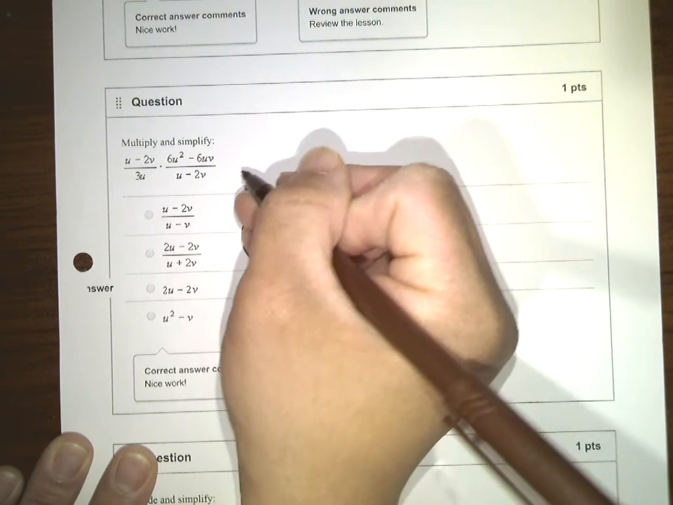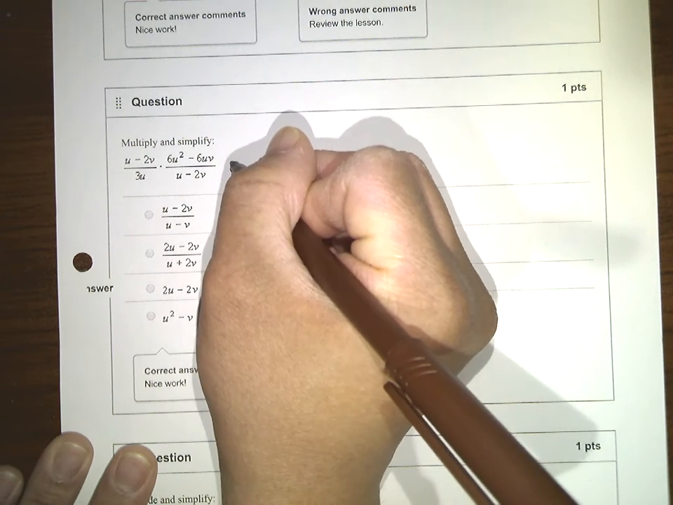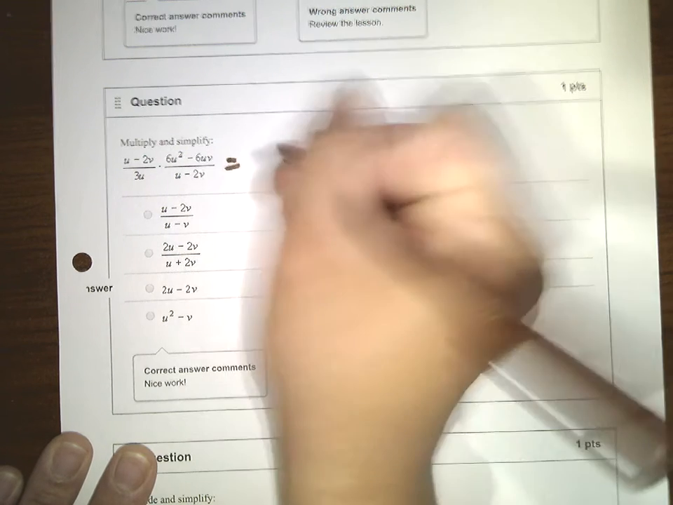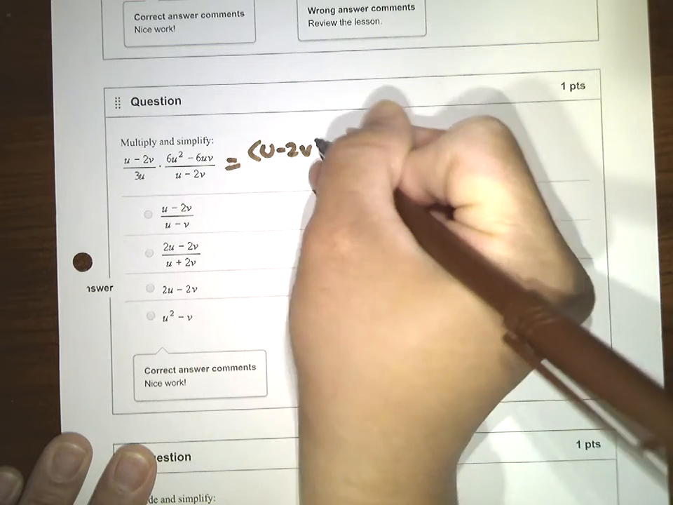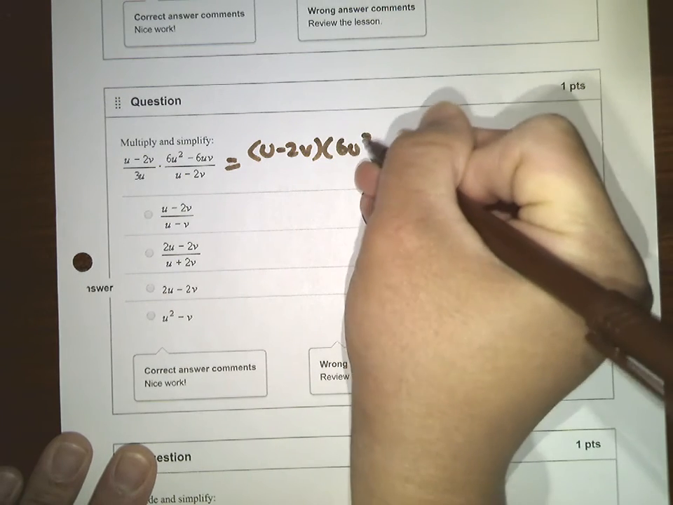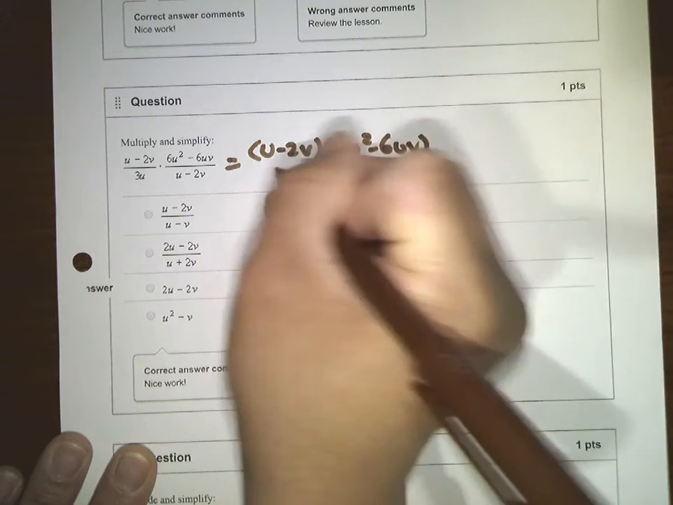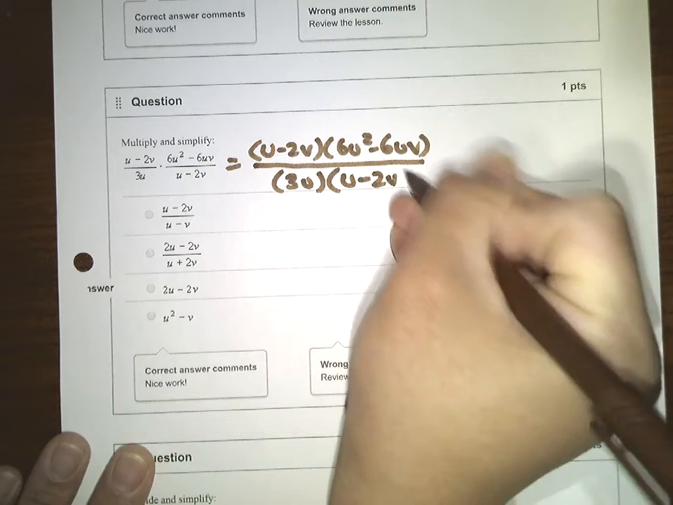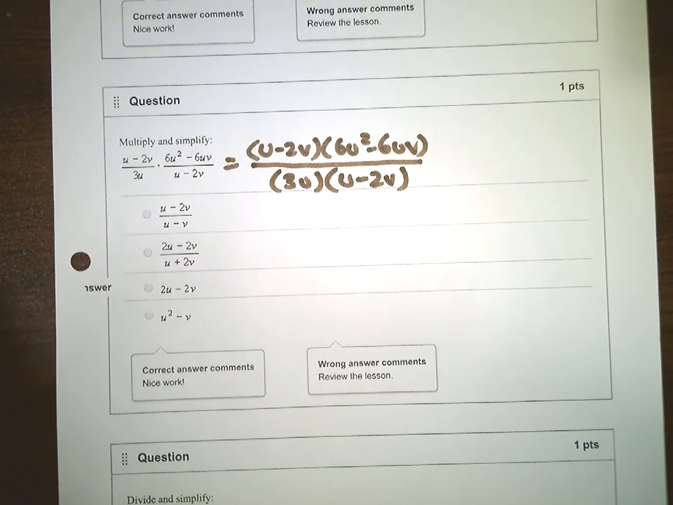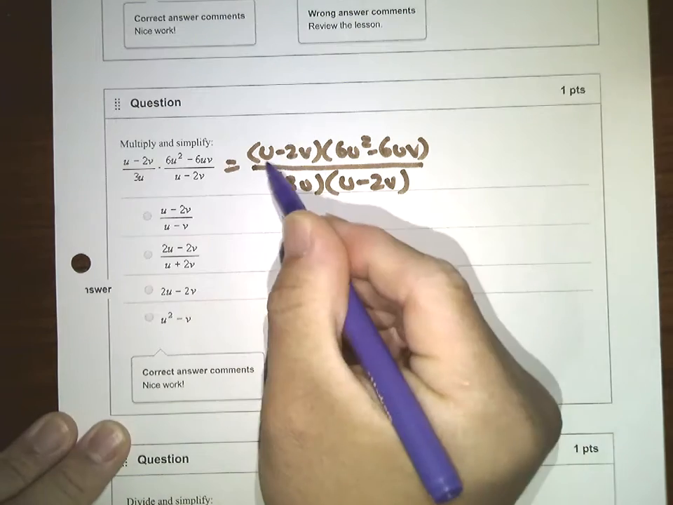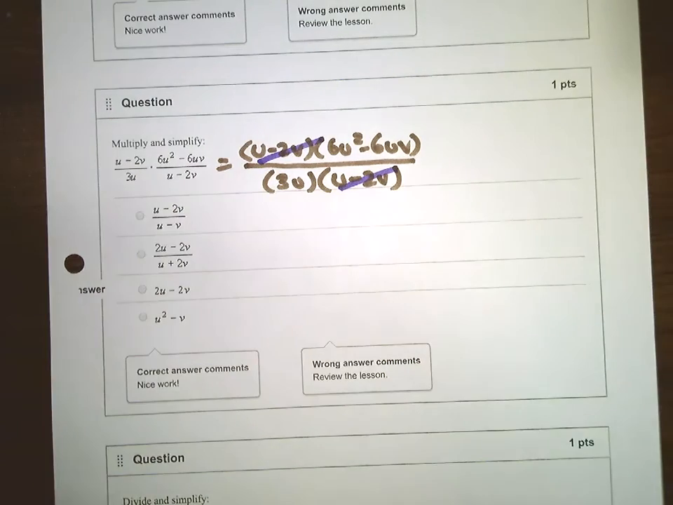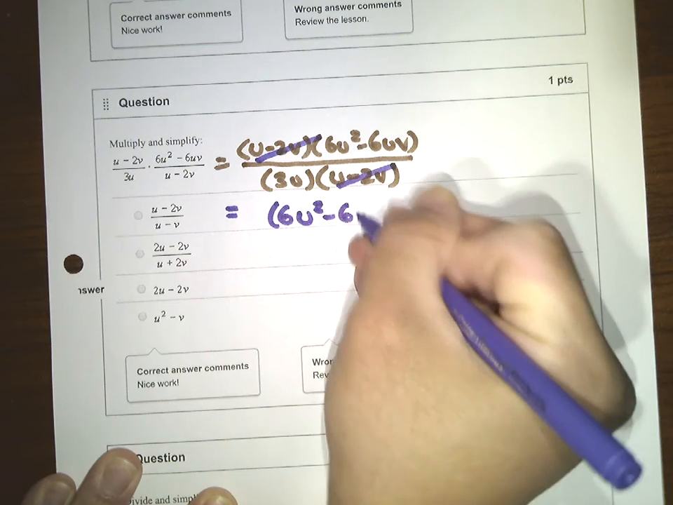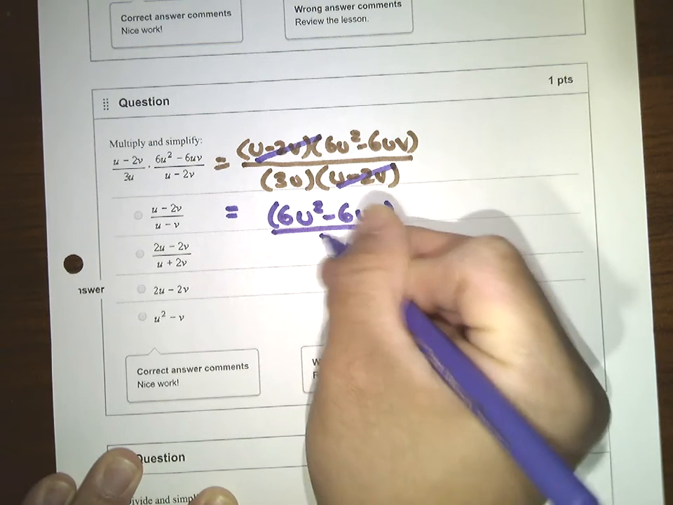All right, so we see right away that if you're very savvy here, you can just go ahead and proceed like normally. So multiply here and multiply here. But if you notice right away, the u minus 2v's could divide out. So I'm left with 6u squared minus 6uv all over 3u.